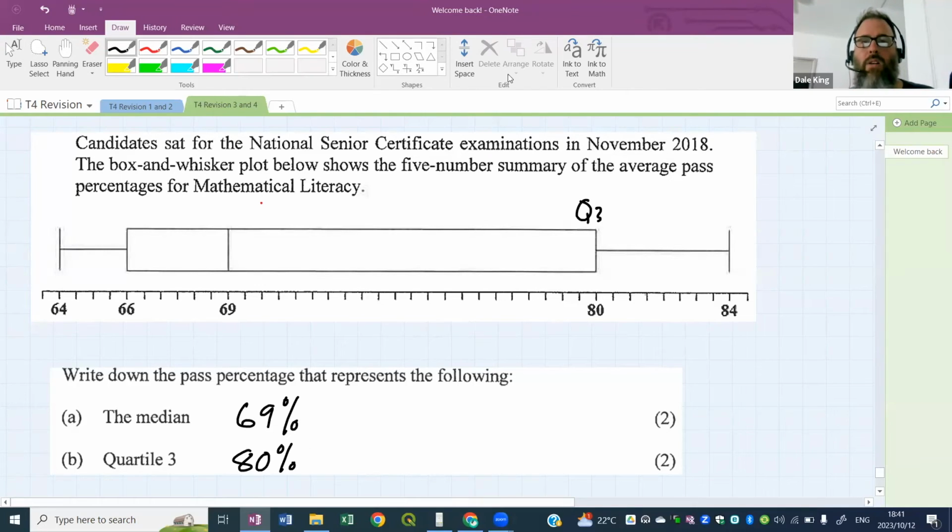4 free marks if you know what a box and whisker plot is, and you know the 5-number summary. That's easy money, guys. That's easy money. All right. Let's see what else I've got for you here.